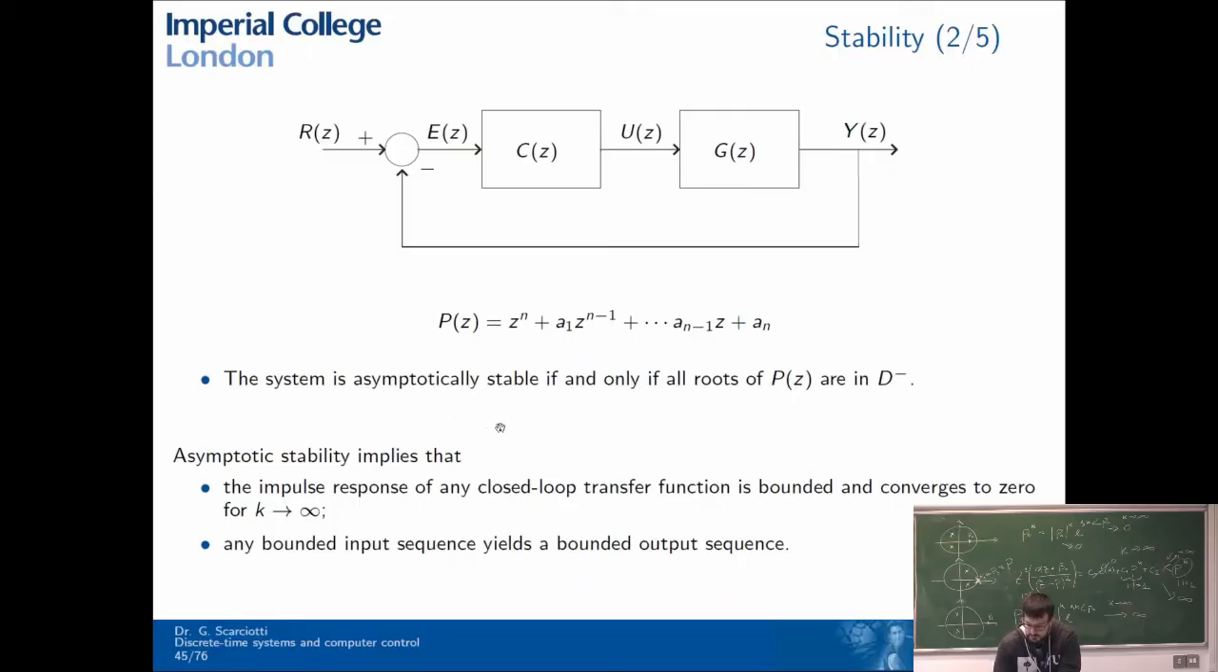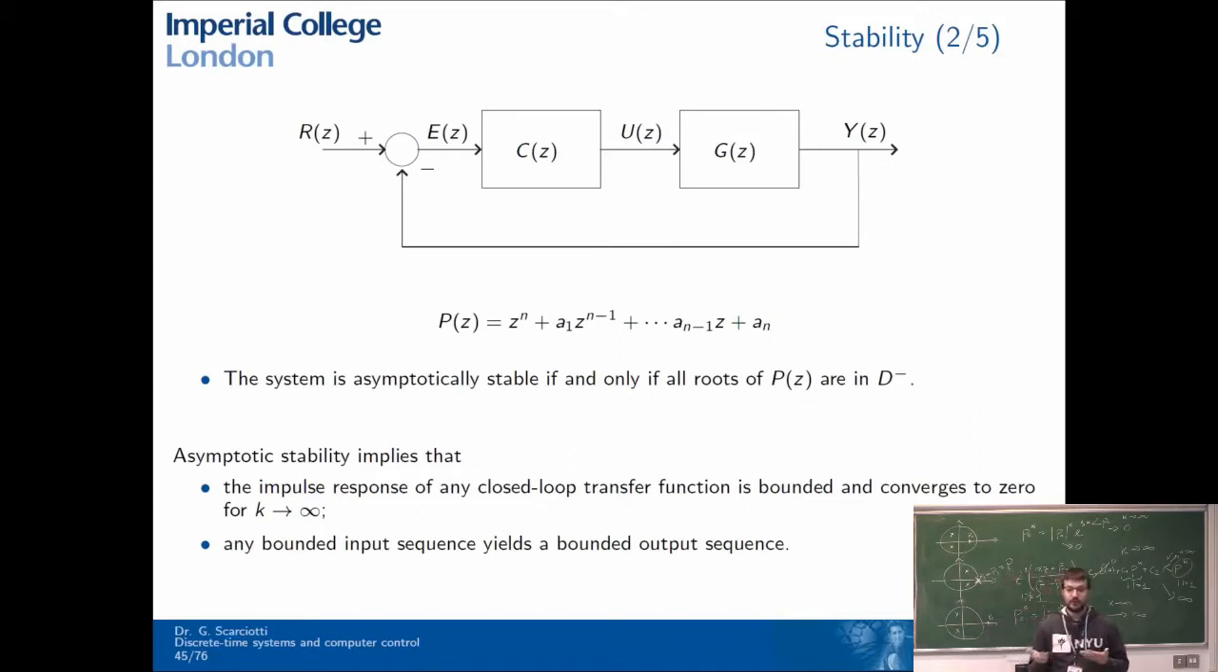Asymptotic stability has some implications. The impulse response of any closed-loop transfer function is bounded and converges to 0 for k going to infinity. So this means basically if you have an asymptotically stable system and the input to your system is an impulse, then the response of the system will converge to 0, okay? Again, this is a property that we already saw in a course on continuous time systems.